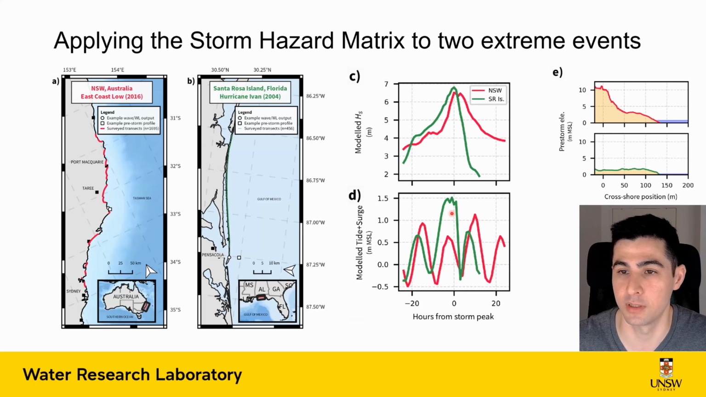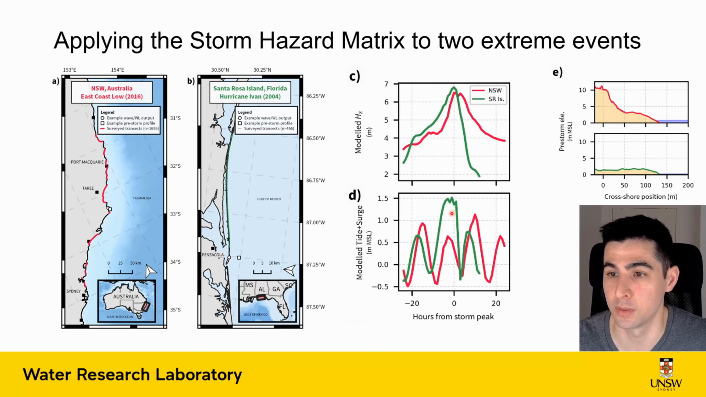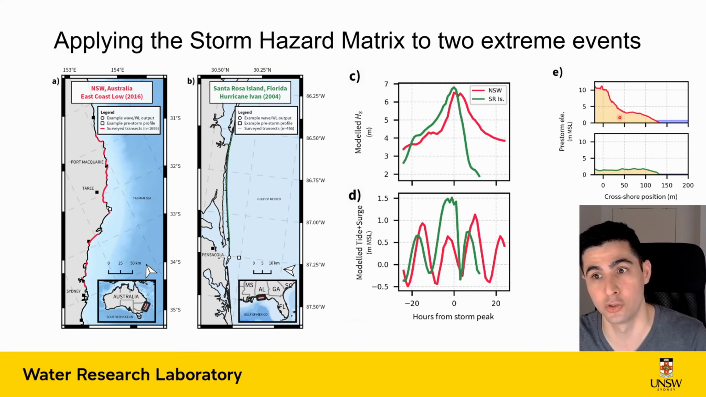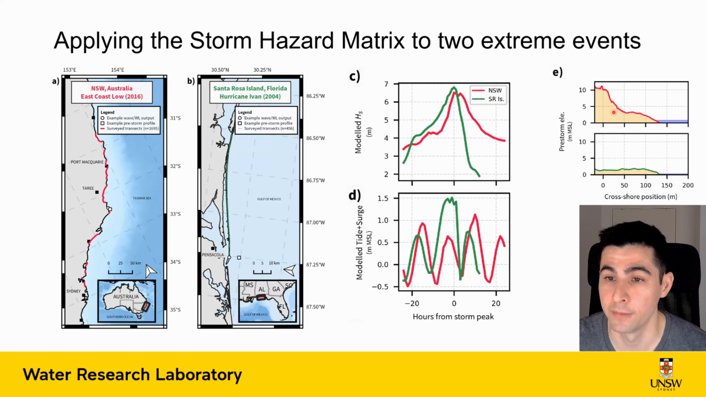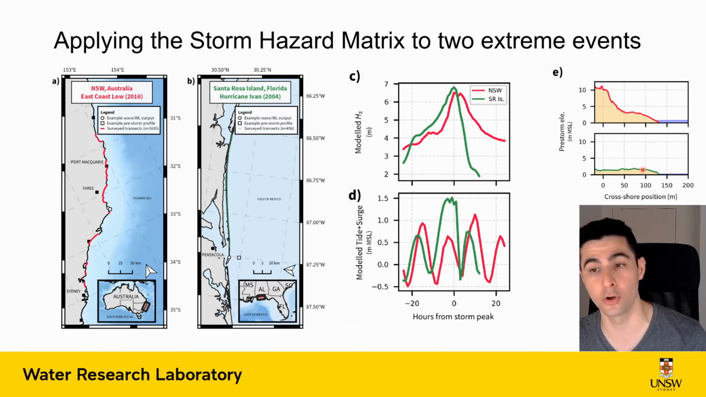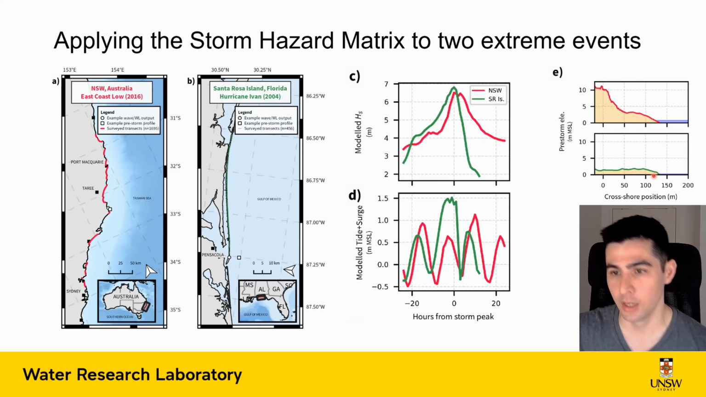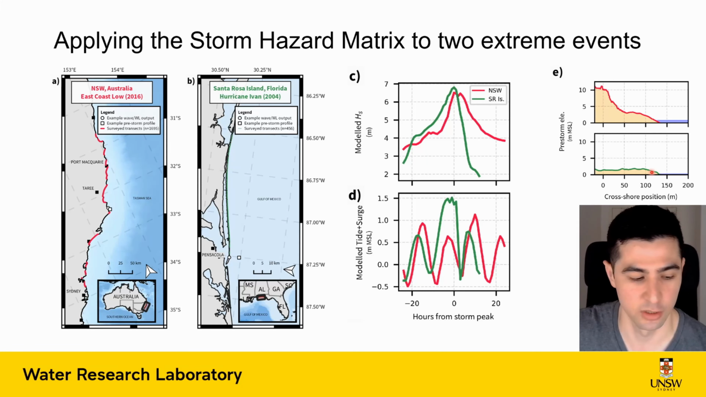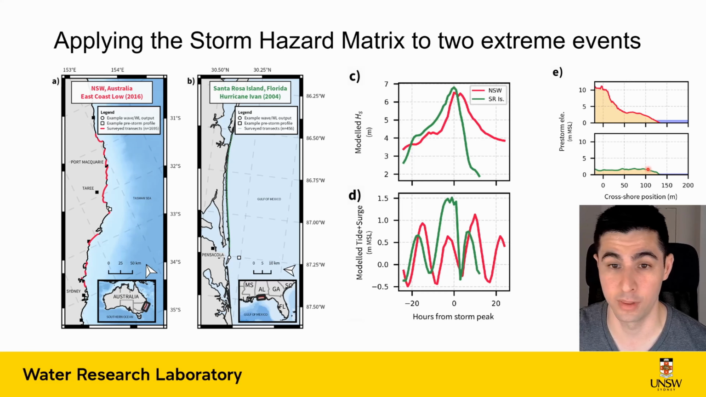And one other key difference is the pre-storm topography of the coastline. So New South Wales has a much more substantial dune system protecting the shoreline, the coastline. Whereas Santa Rosa Island is a low-lying barrier island, so there's not as much protection afforded by the topography there.